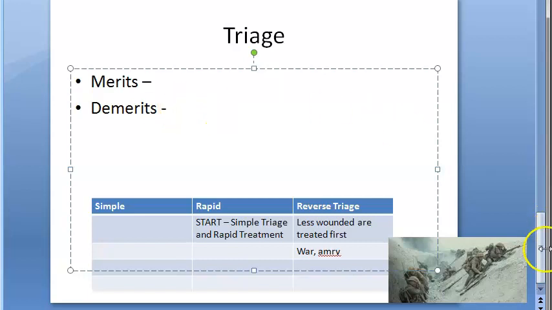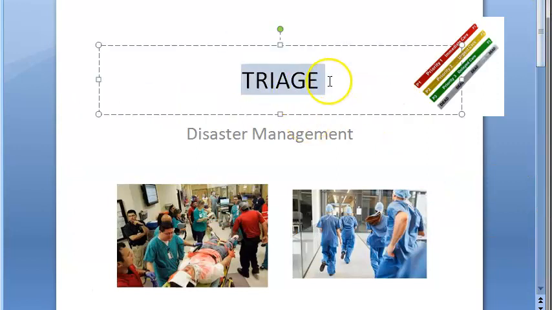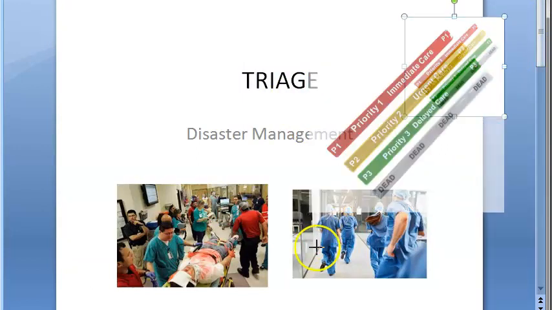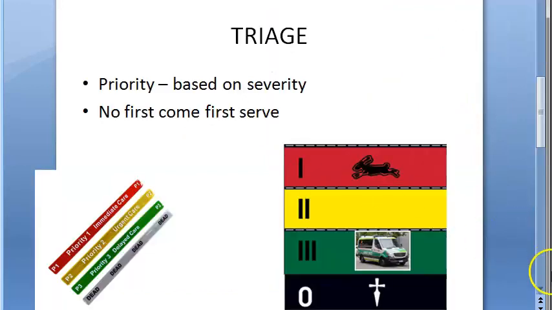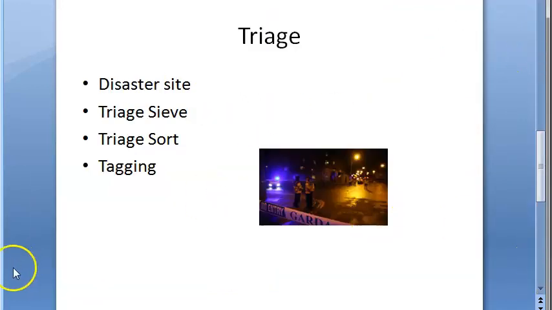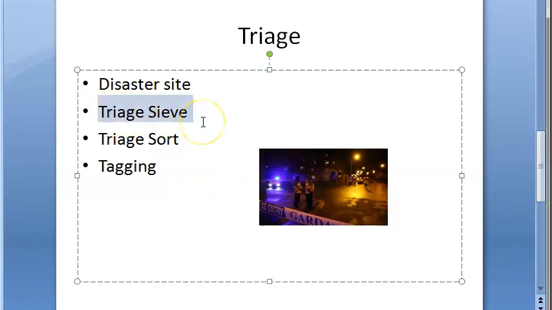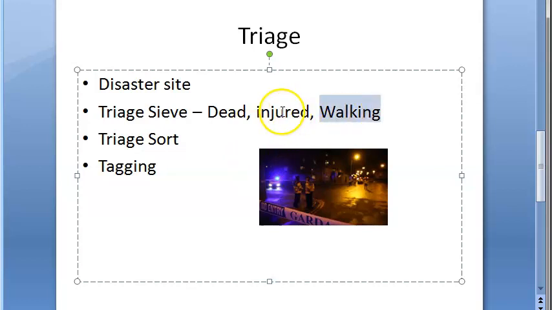So hope you have understood this topic, triage. So remember, priority 1 is red, priority 2 is yellow, priority 3 is green, and priority 4 is dead or moribund. We have also looked at terminologies like triage sieve and triage sort. Sieve is what? Dead, injured, and walking. You can separate these people. So walking, they seem to be okay. Injured, and then this is dead, right?